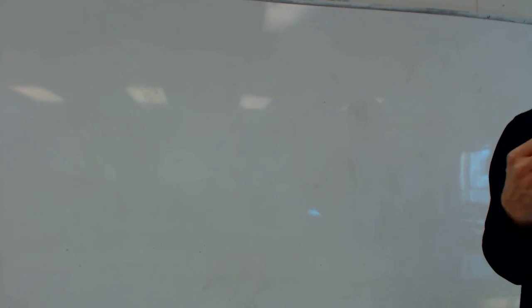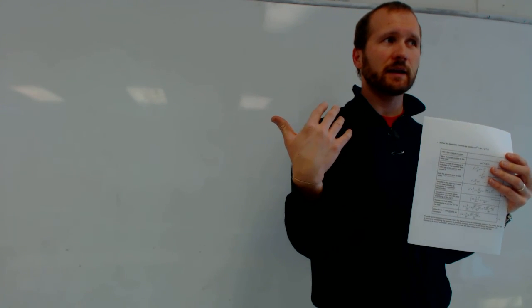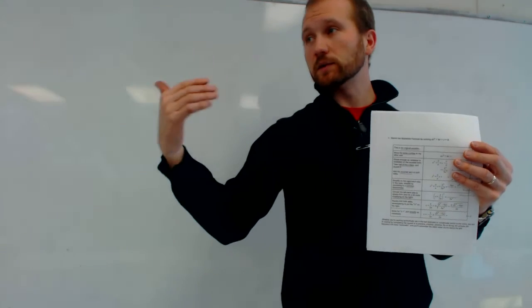Oh, I forgot to put an arrow there. Okay, I messed up on the very first one. That should be the first thing that you fill in, that very first box. So what is the original equation? What did we start with? Look back at your notes. What should go in this very first box? Ax squared plus bx plus c equals 0.